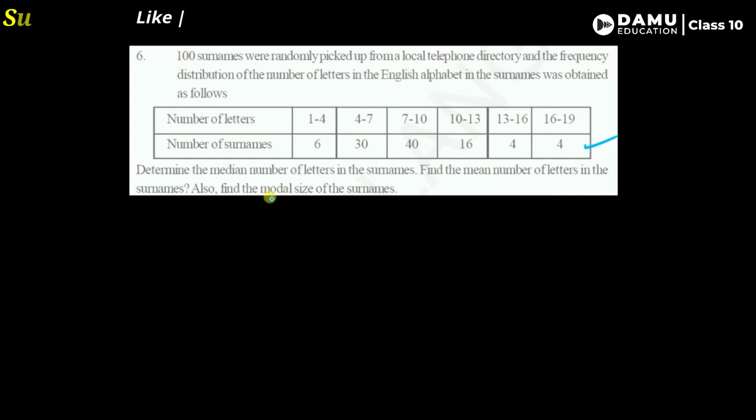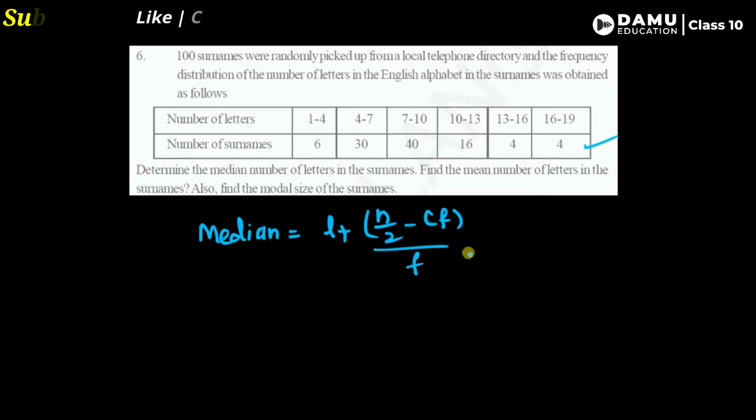So first, we are going to calculate the median. What is the formula of median? Median is equal to l plus (n by 2 minus cumulative frequency) divided by f, into h. h is common for all the things. So what is n? The number of surnames, that is 100. Then n by 2 is nothing but 100 by 2, and we will get 50.